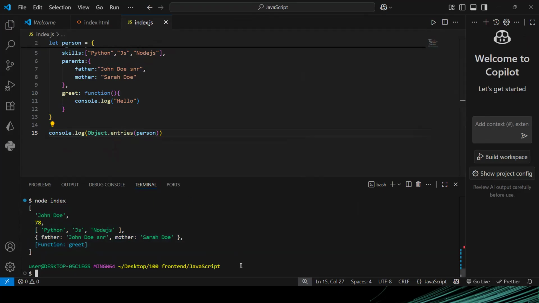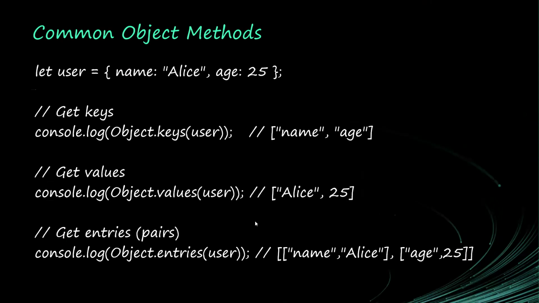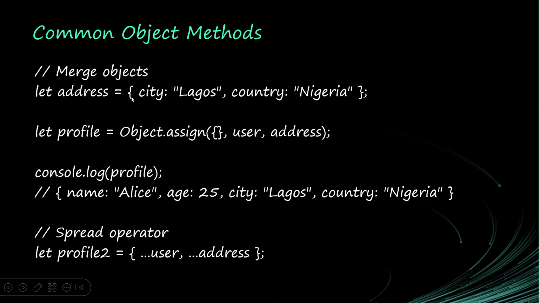It will give me the key value pairs as an array. So this is a nested array. The first array is the key value pair, key value pair, key value pair, but they come in arrays. All right. So these are common object methods that we could use: the entries, the values, and the keys. You can also merge two objects together. You can use the Object.assign to merge two objects together.